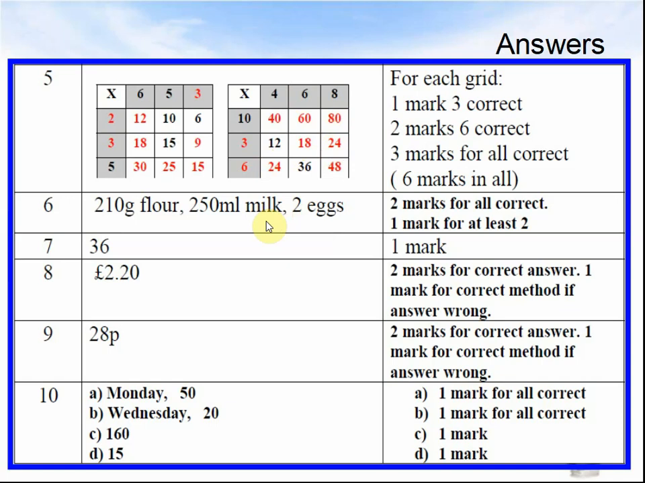For your recipe, question 6, 210 grams of flour, 250 grams or milliliters of milk, and 2 eggs. Question 7, 36 is the answer. Question 8, £2.20 is the answer. Question 9, 28 pence. Question 10, Monday was most popular with 50 calls. Wednesday was the least popular with 20 calls. 160 was C, and D was 115.